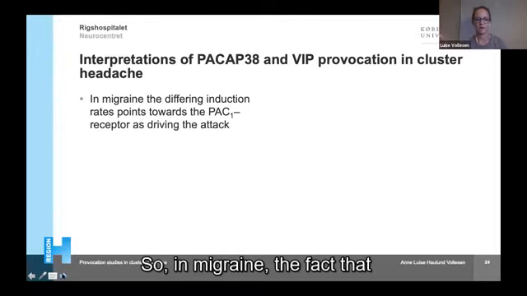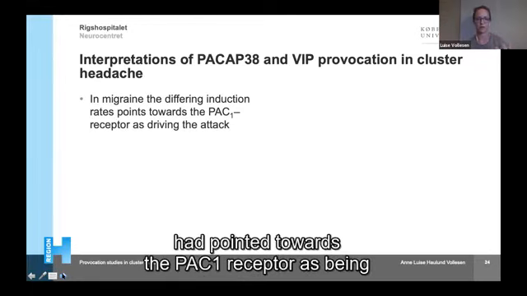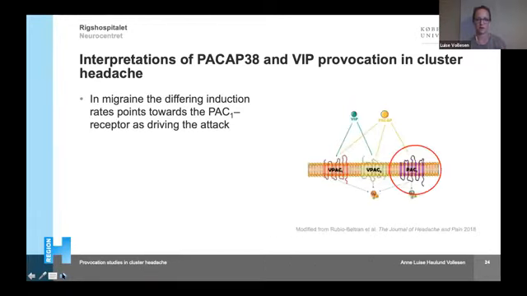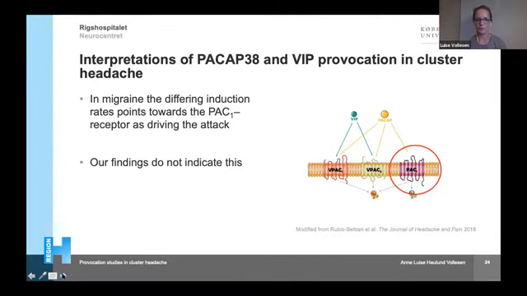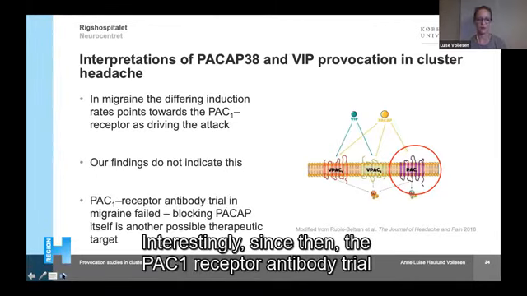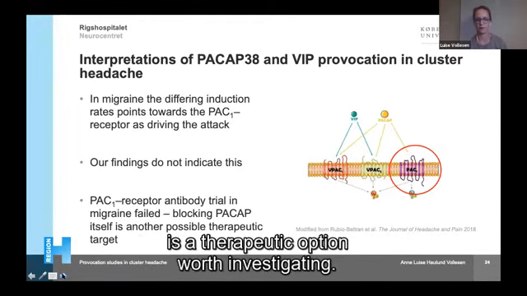So in migraine, the fact that PACAP induces attacks and BIP does not had pointed towards the PAC1 receptor as being a possible driver of the attacks, and we can't really say that our findings indicate this. Interestingly, since then, the PAC1 receptor antibody trial in migraine has failed, but we still think blocking PACAP itself is a therapeutic option worth investigating.